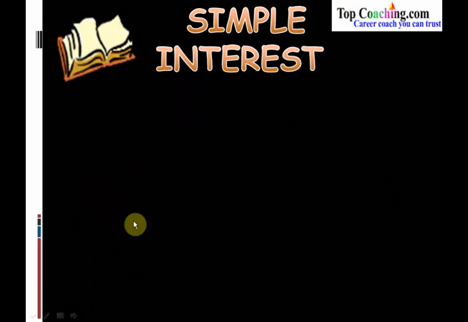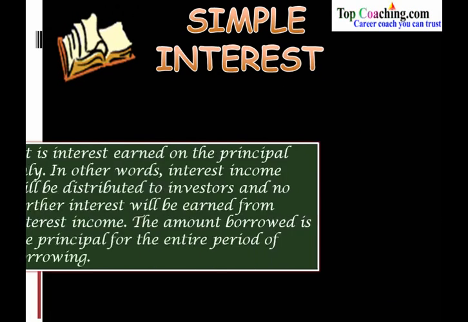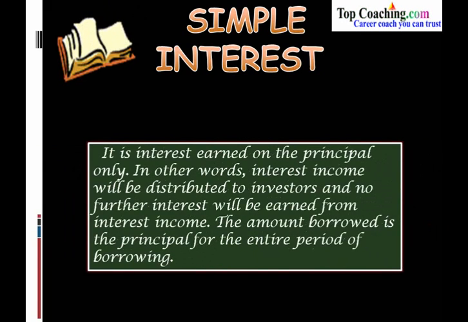Now let's come to the first type of interest, which is the simple interest. Now what is simple interest? It is the interest earned on the principal only. In other words, interest income will be distributed to investors and no further interest will be earned from the interest income. The amount borrowed is the principal for the entire period of the borrowing. So what is simple interest? Simple interest is interest earned on the principal only. It is not calculated on the interest itself.